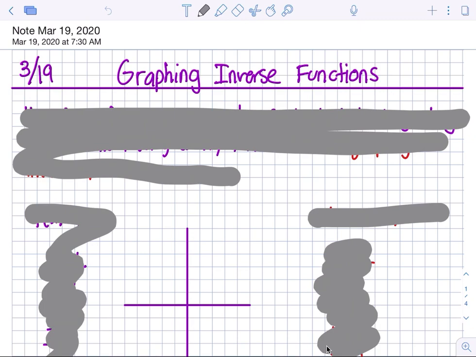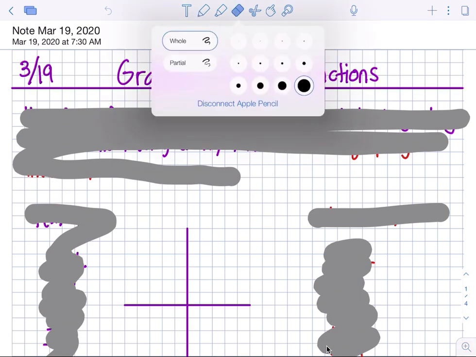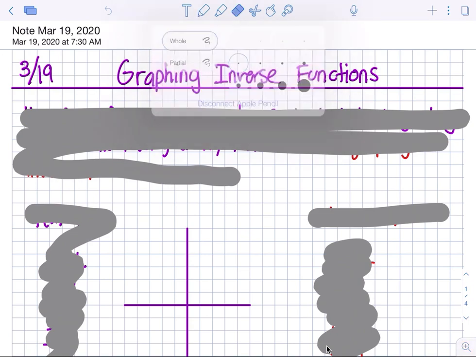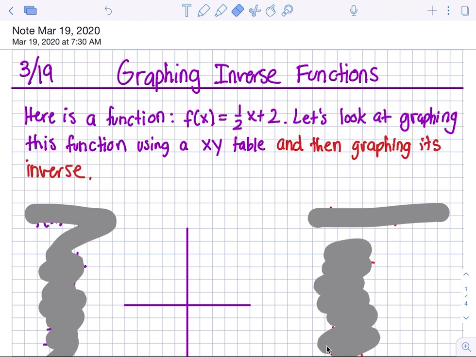So here's your guys' lecture, March 19th, of graphing inverse functions. Now remember guys, this is the last new lesson and then it's just reviewing for the quiz, okay? So here we go. This is graphing inverse functions and we're going to write this down, okay?